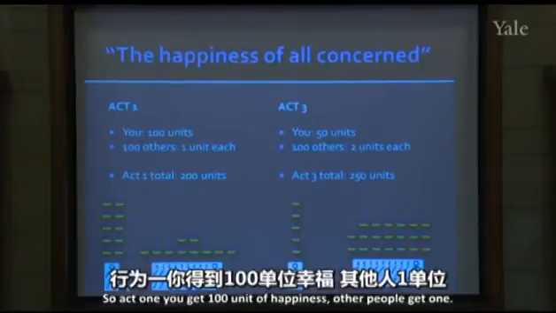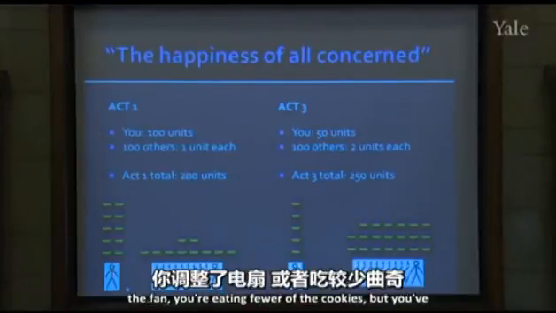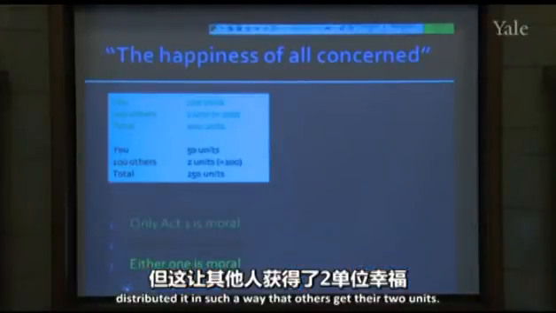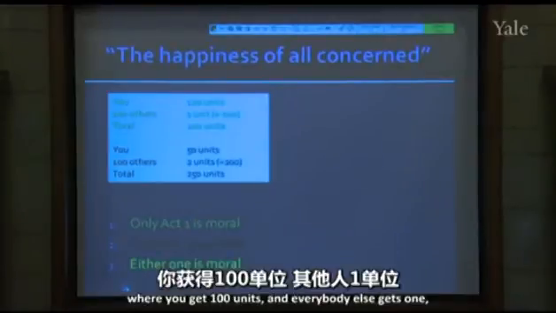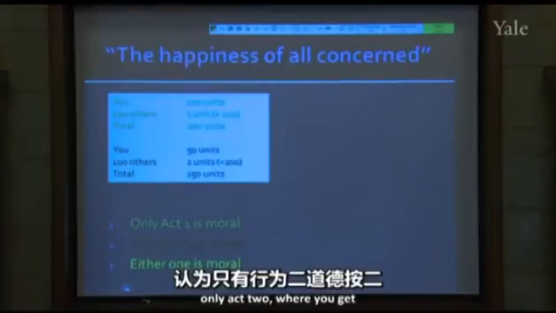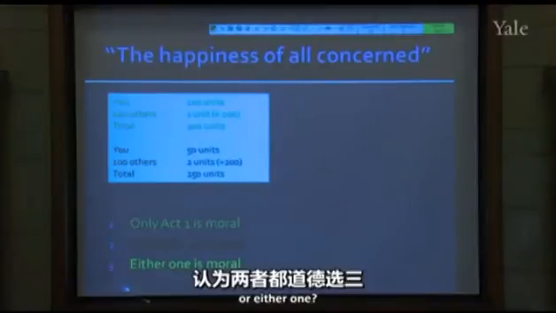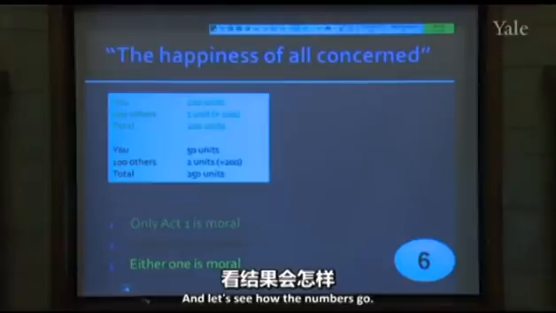So Act 1, you get 100 units of happiness, other people get 1. Act 2, you've reduced your happiness, you've redirected the fan, you're eating fewer of the cookies, but you've distributed it in such a way that others get their 2 units. Okay, so the question is, only Act 1, where you get 100 units and everybody else gets 1. Only Act 2, where you get 50 units and everybody else gets 2, but the total is higher, or either one. And again, we'll open polling with the 10-second timer, and let's see how the numbers go.